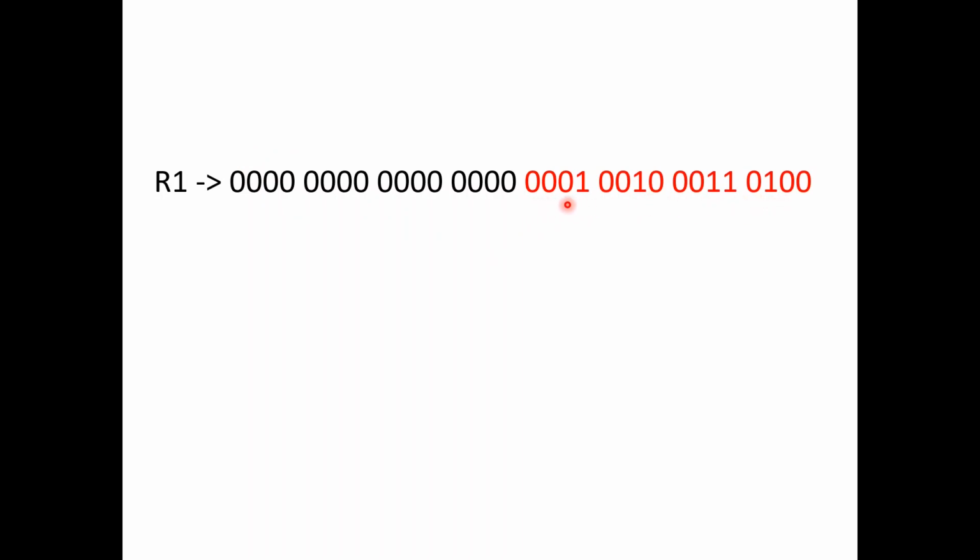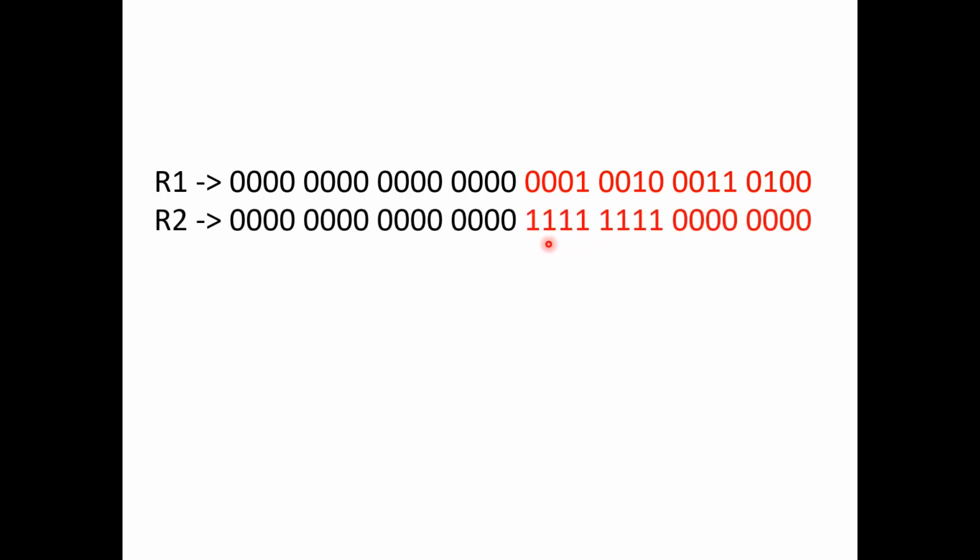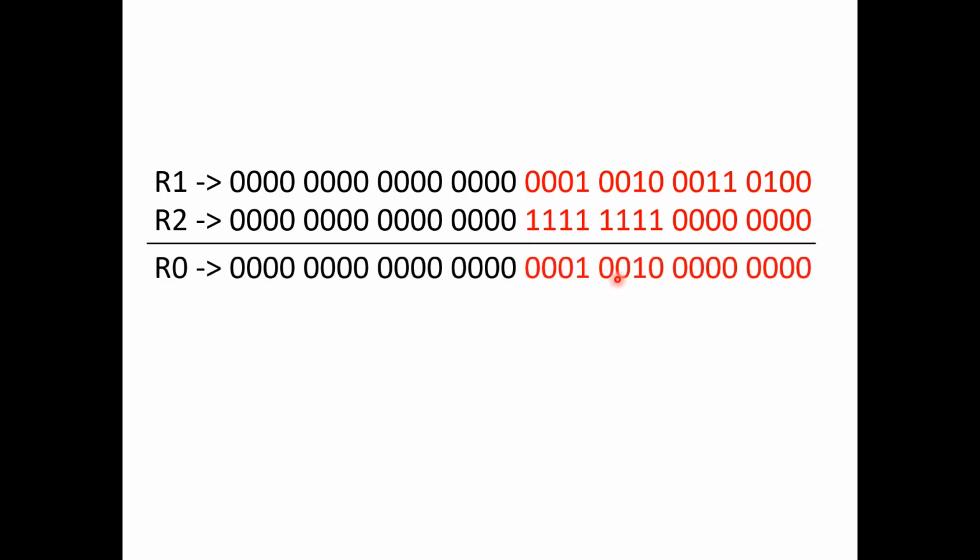We have hex 1234 in R1, and hex FF00 in R2. Then the AND operation will result in hex 1200 in R0.